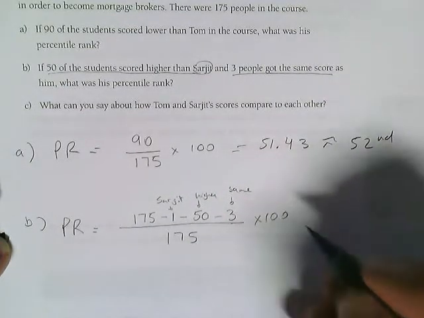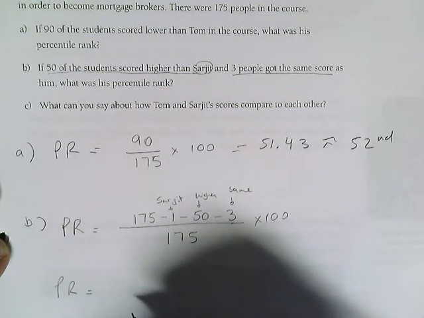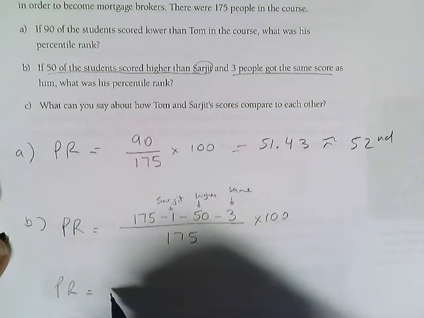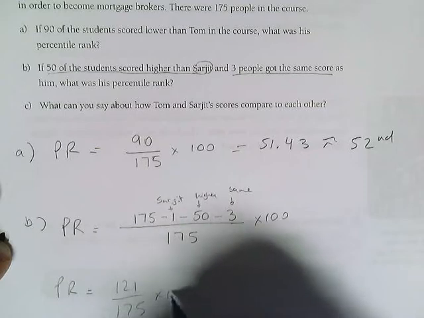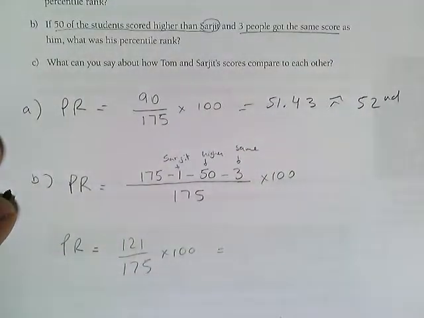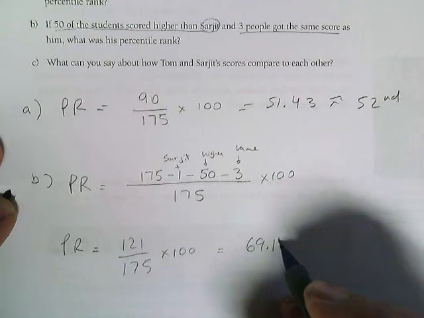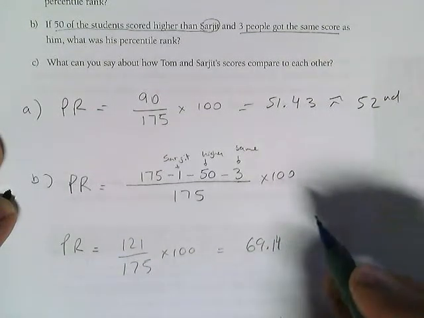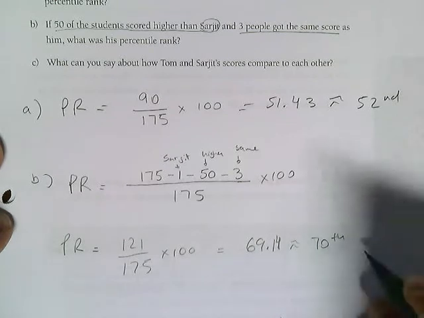So times 100. So PR would be 121 over 175 times 100, and that gives you 69.14, which is approximately the 70th percentile.